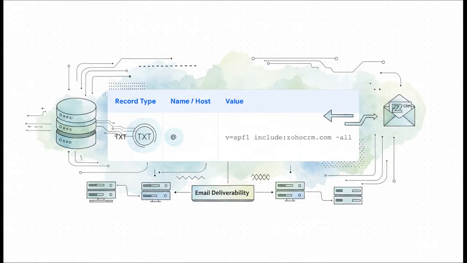That's it. Okay, so let's look at that first record, the SPF. It's called a TXT record. So in your domain settings, you'll set the name or host field to just the @ symbol. Then you literally just copy that whole value string from Zoho CRM and paste it right in. And just like that, step one is done.